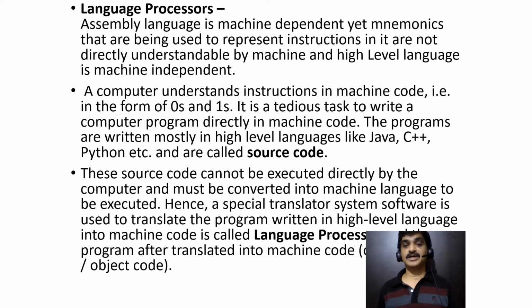This source code cannot be executed directly by the computer; it must be converted into machine language to be executed. Hence, a special translator system software is used to translate the program written in high level language into machine code, and it is called a language processor. They are the converters, they are the translators. Let us see which are the types of translators, what are the features of them, what are the drawbacks of them, and what are the advantages of them in the next slides.